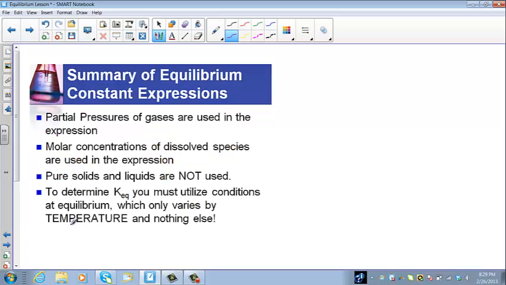So let's do a summary before we get started in some problem solving. Partial pressures of gases are used in the expression. Molar concentration of dissolved species are used in the expression. Pure solids and liquids are not used in the expression. And to determine KEQ, you must utilize conditions at equilibrium, which only varies by temperature and nothing else.